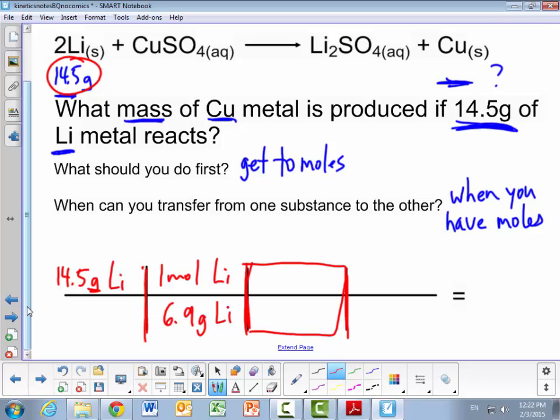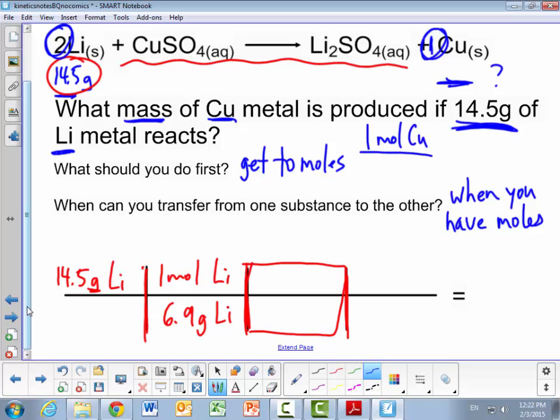So first off, I look up at the equation, I make sure it's balanced, which it already is, and then I look at the coefficients for lithium and copper, and of course there's a 1 here. So my ratio is 1 mole of copper for every 2 moles of lithium, or I could write it the other way, 2 moles of lithium for every 1 mole of copper.